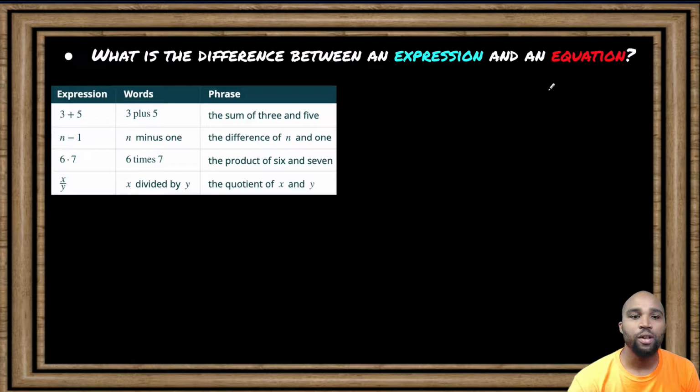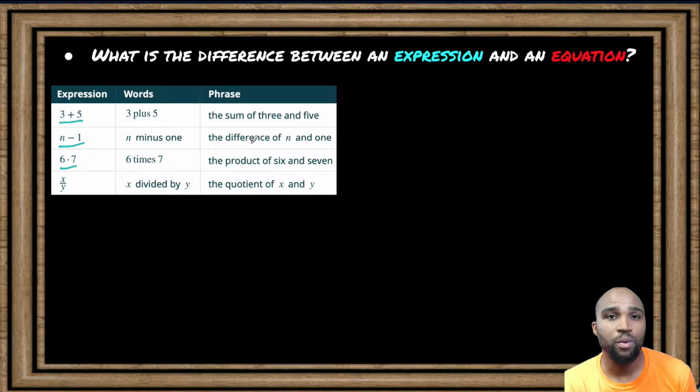Well, all these phrases are lacking a verb. So they have some part where they're discussing something, but there's no verb in it. It's just simply giving us some information, but it's not a full sentence. So we call it a phrase. Well, that's equivalent to an expression. 3 plus 5, n minus 1, 6 times 7, x divided by y. These are just expressions mathematically, and phrases if you want to look at it in English or literature.